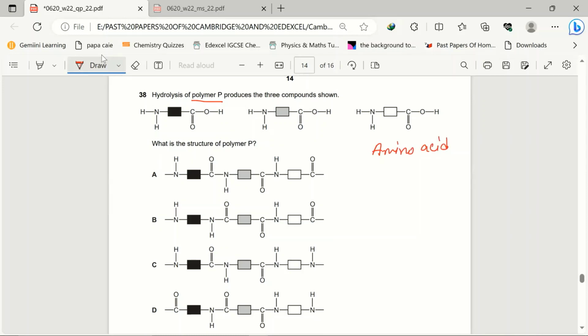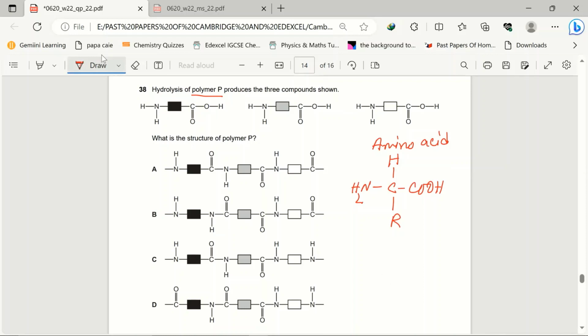Because we have amino acid, the structure of amino acid is like this. We have carboxylic acid in one side of the carbon. We have NH2 in another side. We have hydrogen in one side, and we have an alkyl group, differing alkyl group in another side. So this is basically true for all amino acids present. What is the structure of polymer?